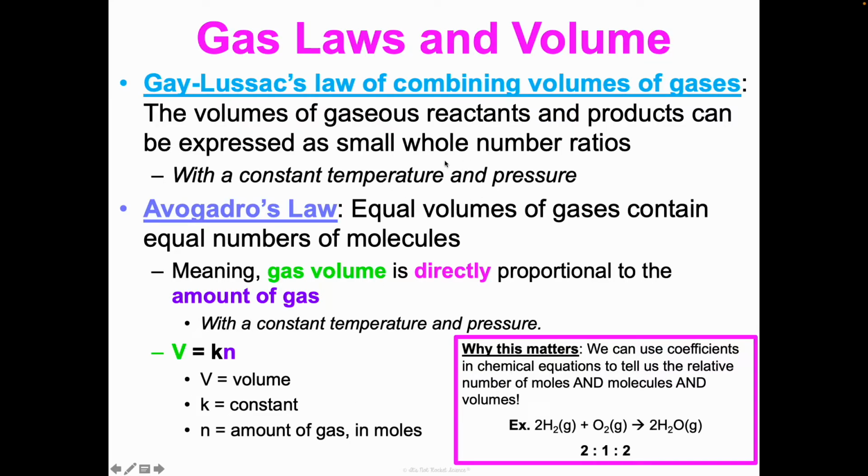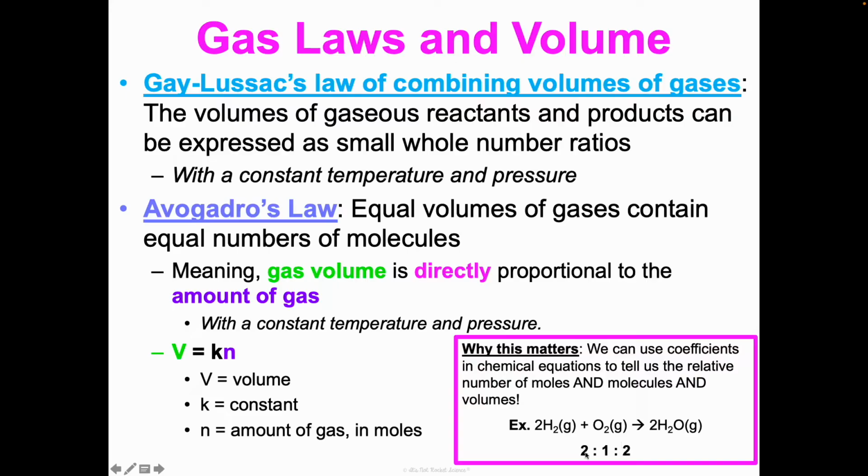It matters because of these whole number ratios. We can use coefficients in chemical equations to tell us the relative number of moles. That's what you've been doing. That's what you did in Unit 6 stoichiometry when you'd say 3 moles of carbon dioxide to 2 moles of hydrogen gas, or whatever based on the equation. But now we can use it to represent the number of molecules, thanks to Avogadro's law, and we can use it to represent volume.